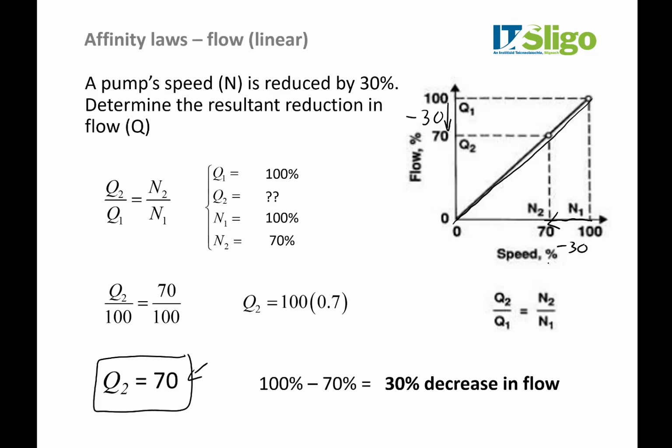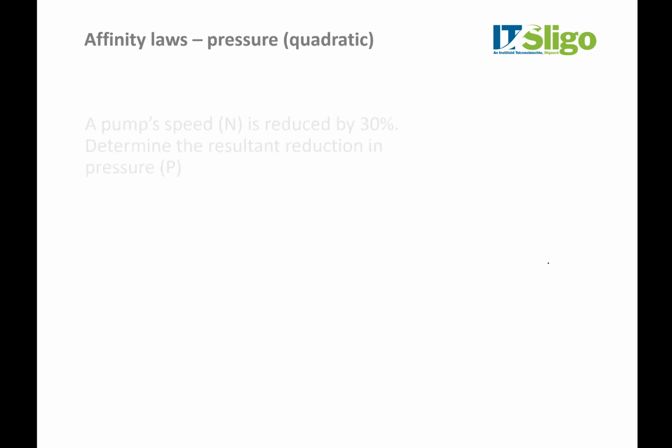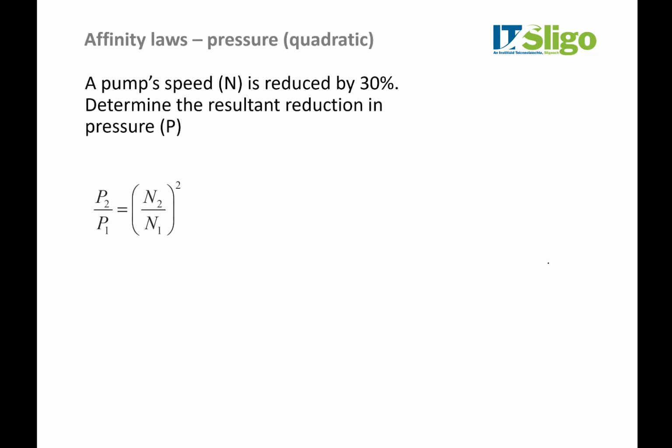And again, most people's intuitive reaction would be, yeah, sure. But it's just the two other parameters. When you change the speed, you change the flow, but automatically the pressure changes, and you cannot stop the other two outputs also changing. So now we look at the pressure. Here we're reducing the pressure by 30%.